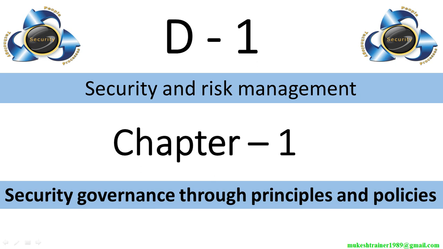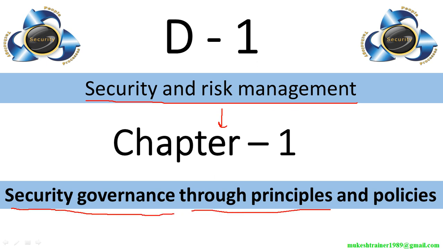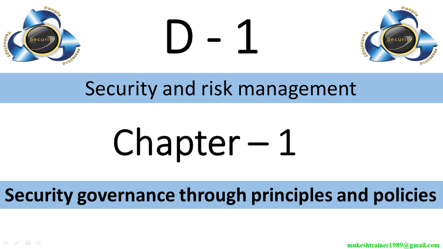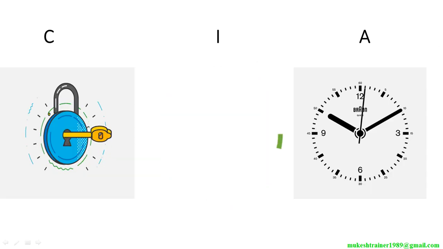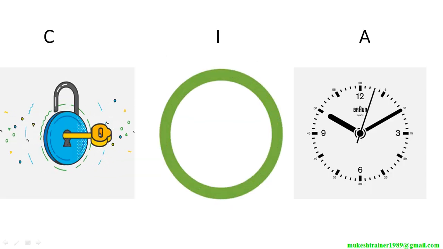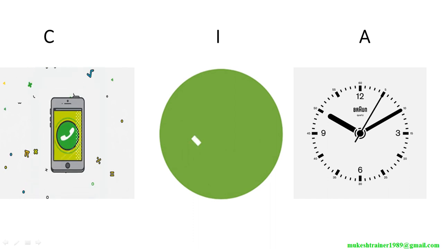The domain 1 is for security and risk management. This domain is further divided into chapters. So the first chapter, the first topic, will be security governance through principles and policies. So let's start. The first is CIA. Let's talk about CIA in the next slide.